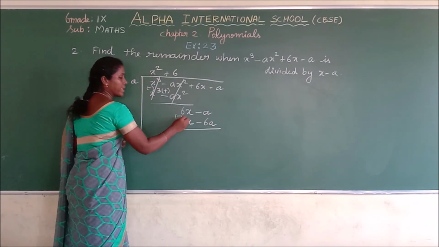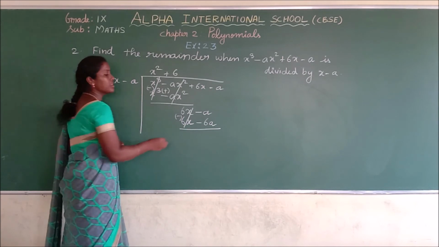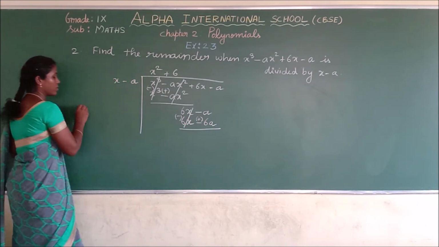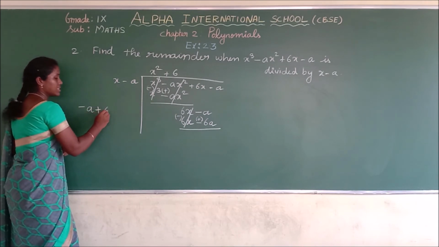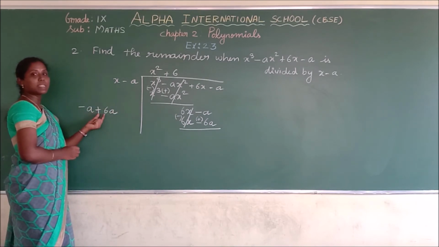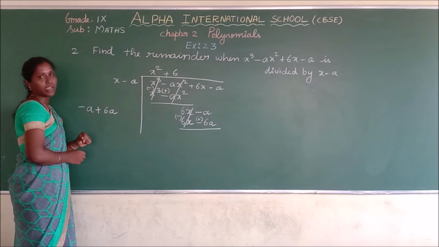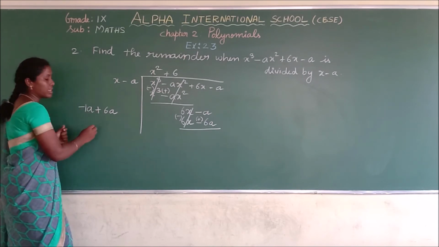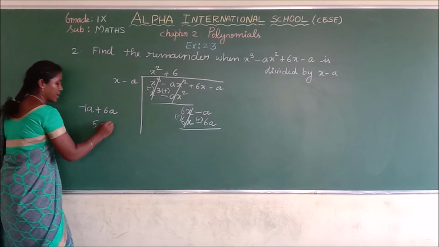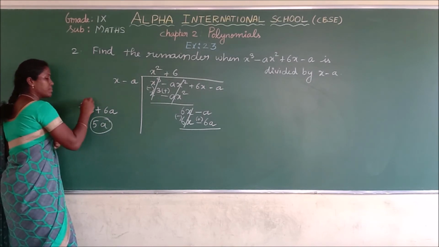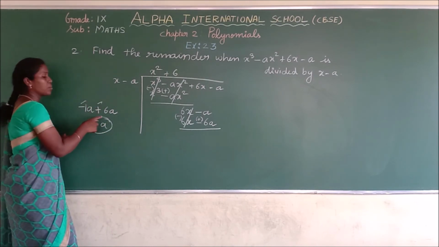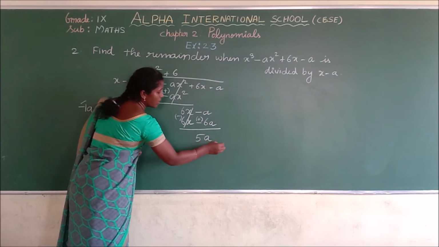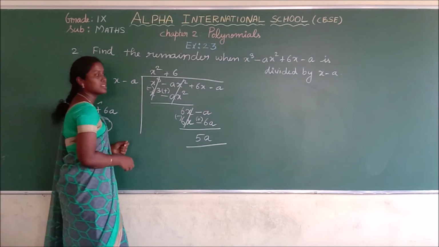Here the first terms are like terms, so they will get cancelled. If you are changing the sign, it will become plus. So we have to take minus a plus 6a. What is minus a plus 6a? Consider it as minus 1a plus 6a, it is plus 5a. Because we have minus and plus, we have to subtract the values and put the greater number's sign, 5a. So here we got the answer 5a, which is the constant and it is the remainder.